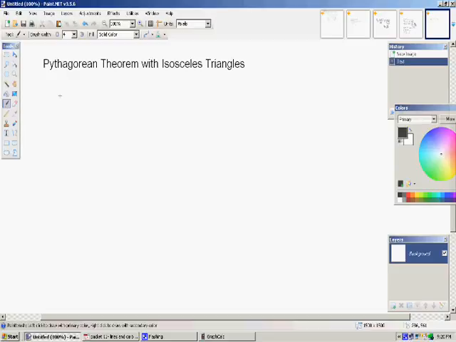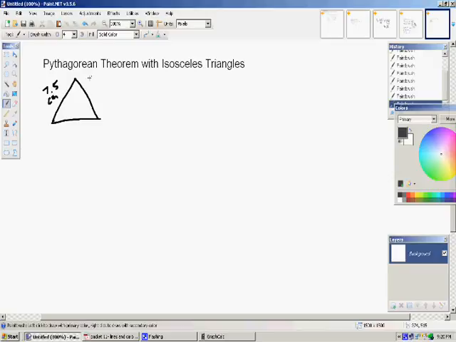Okay, so let's say we have an isosceles triangle. Remember, an isosceles triangle is a triangle with two congruent sides. And this isosceles triangle has a side length equal to 7.5 centimeters. This side is also 7.5 centimeters. And the base of this isosceles triangle is 6 centimeters. And we're asked to find the area of this triangle.